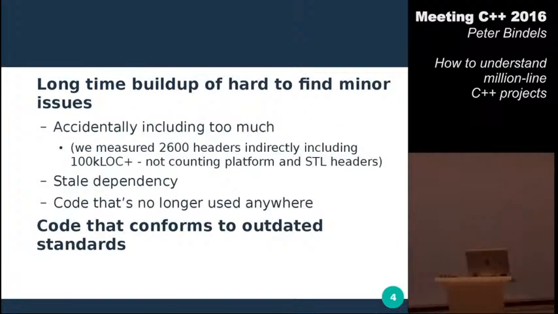How bad can it get? We found a bunch of things. We looked at, for example, how many headers we have. We have about 2,600 headers that if you include one of them, your code will expand to at least 100,000 lines of code before compiling, not including platform and STL. That means that on average, every file that we compile will have at least 100,000 lines of code in it.